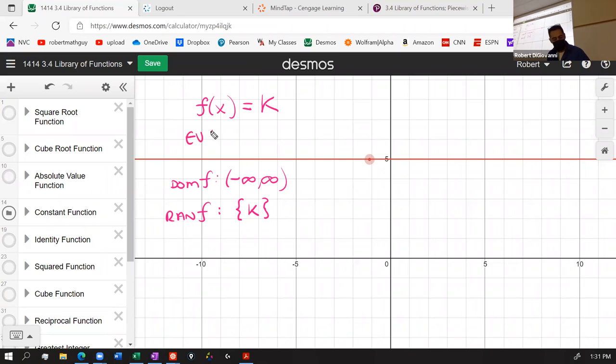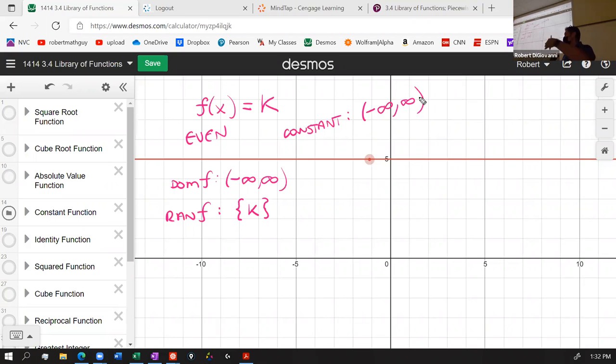We said it was even. Increasing, decreasing, or constant? Constant, always constant, right? It's constant everywhere, isn't it? What else? Local max, min? Global max, min? Yes. We have an absolute maximum. What's the highest value you see? K or 5 in this case, K in general, right? So the absolute maximum would be K. What's the absolute minimum? K as well.